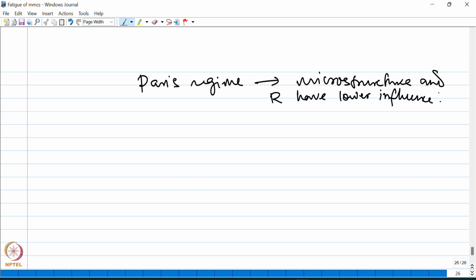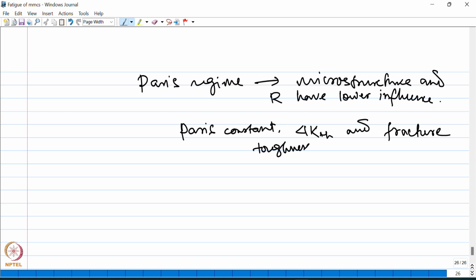So when you talk about the fatigue crack growth behavior, it will be defined by the Paris constant, the crack growth threshold, and the fracture toughness. So now that we had a quick review of the general fatigue crack growth behavior, let us go ahead and see the fatigue crack growth in metal matrix composites.